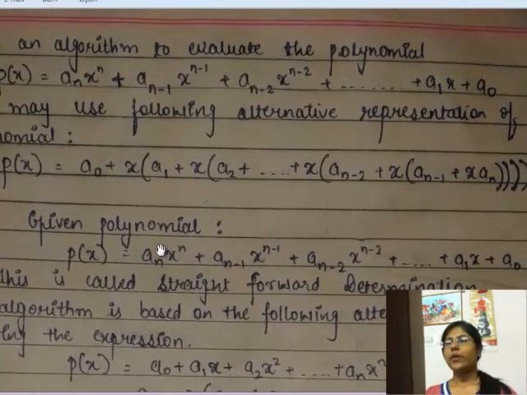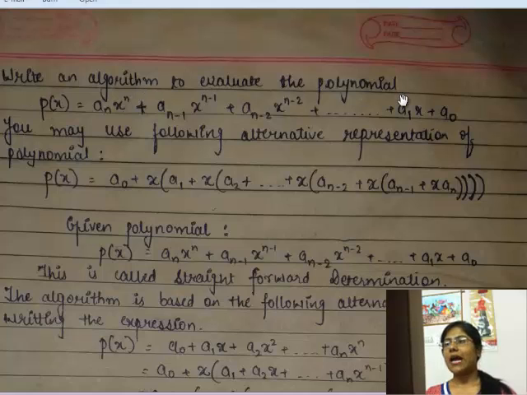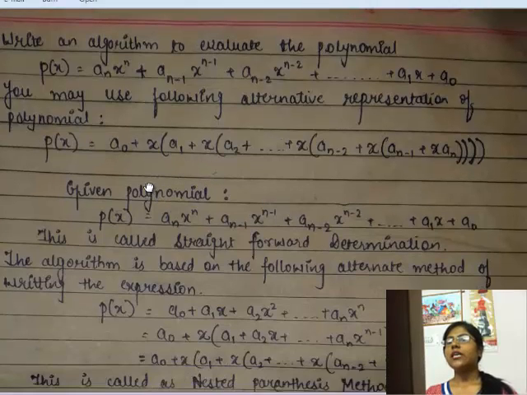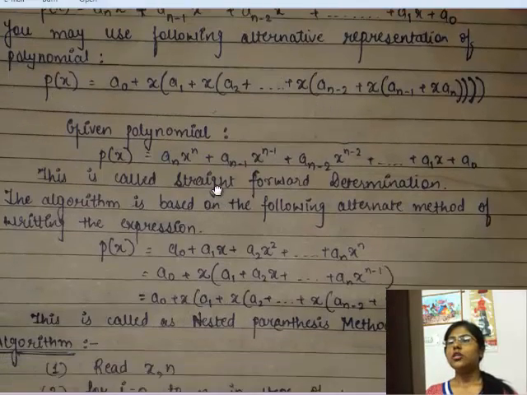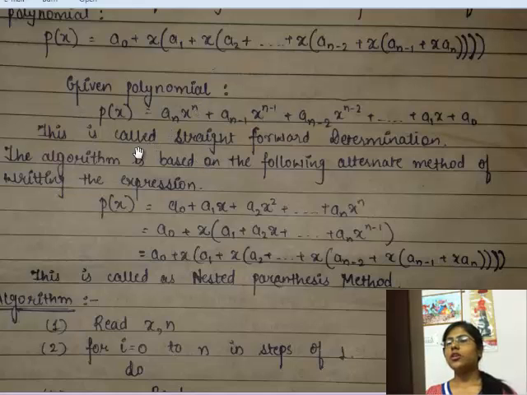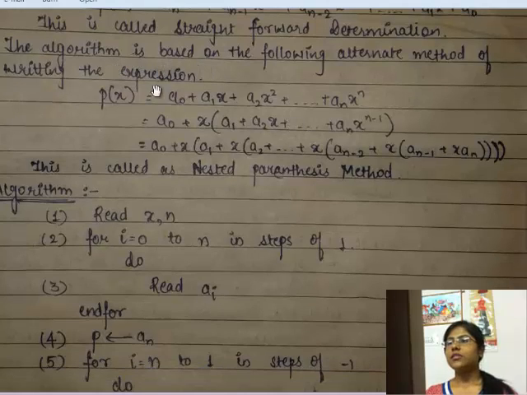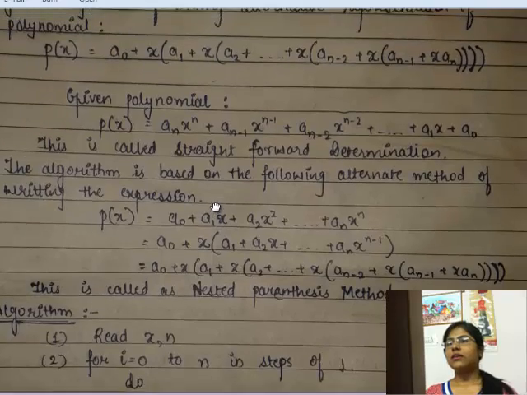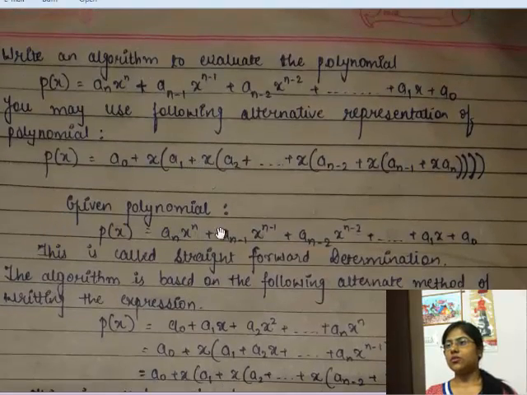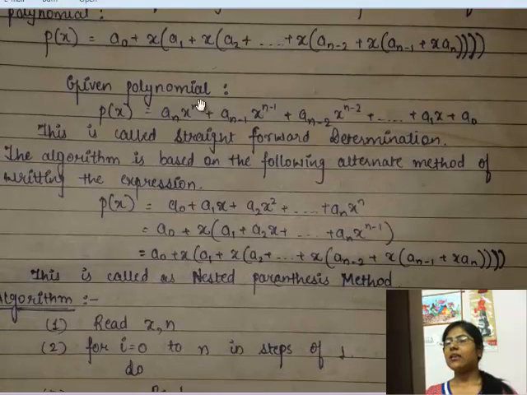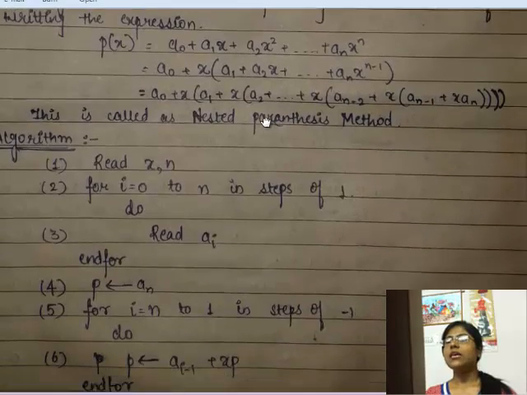Now heading for the second question, we need to write an algorithm to evaluate the polynomial. This is the equation of the polynomial that has been given, which can alternatively be written in this form. So heading for the solution, this given polynomial is called the straightforward determination, but the algorithm is based on the method called the nested parenthesis method. I have solved the straightforward determination and depicted how this results in the nested parenthesis method.